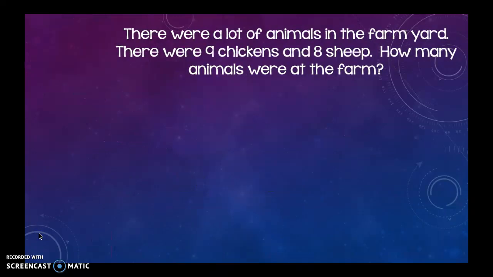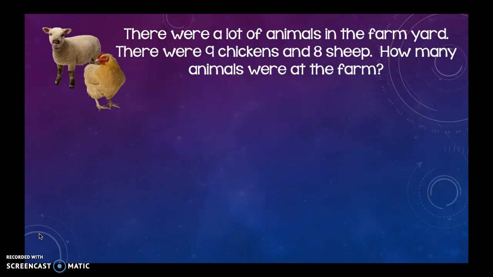Okay, friends, we're going to try one more. There were a lot of animals in the farmyard. There were 9 chickens and 8 sheep. How many animals were at the farm? Again, friend, I'm going to have you go ahead and press pause. I want you to find the answer and then press play to check yourself. I'll read it one more time. There were a lot of animals in the farmyard. There were 9 chickens and 8 sheep. How many animals were at the farm?